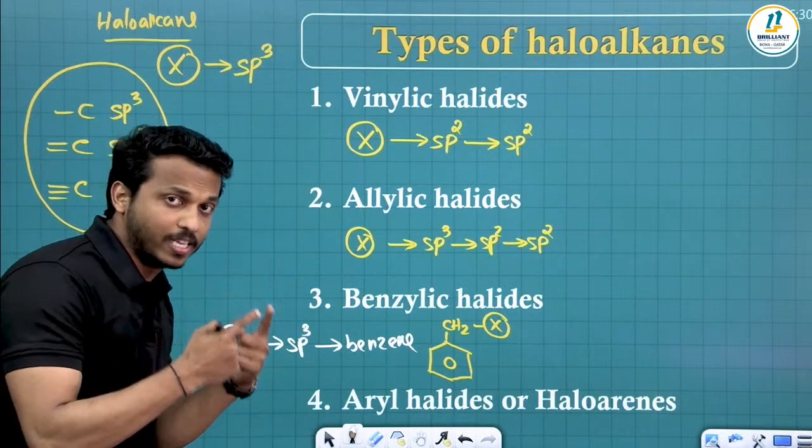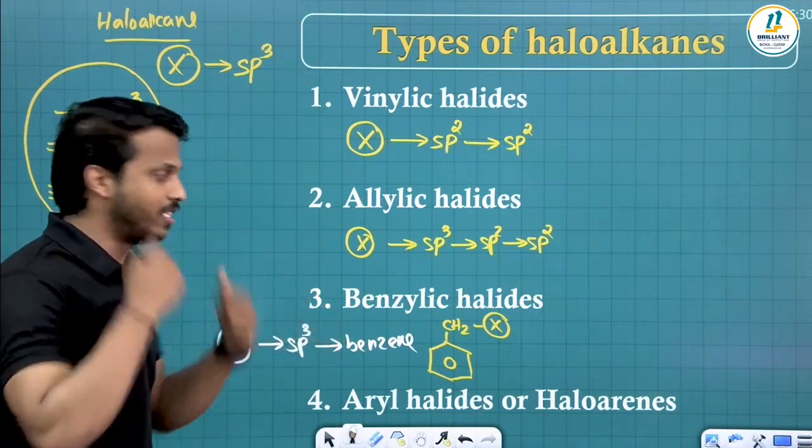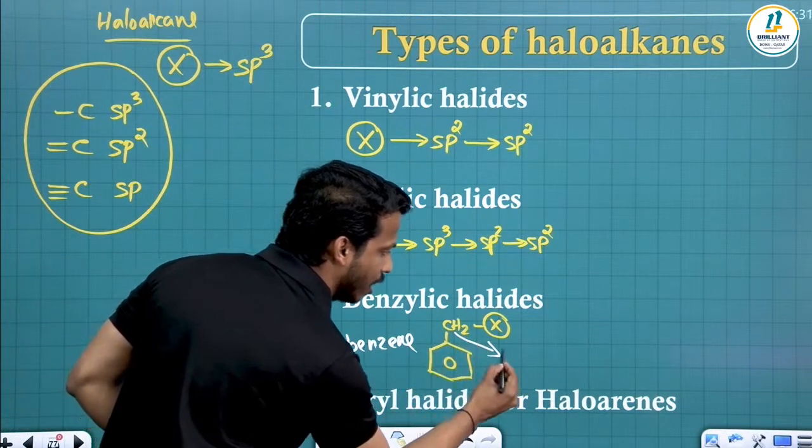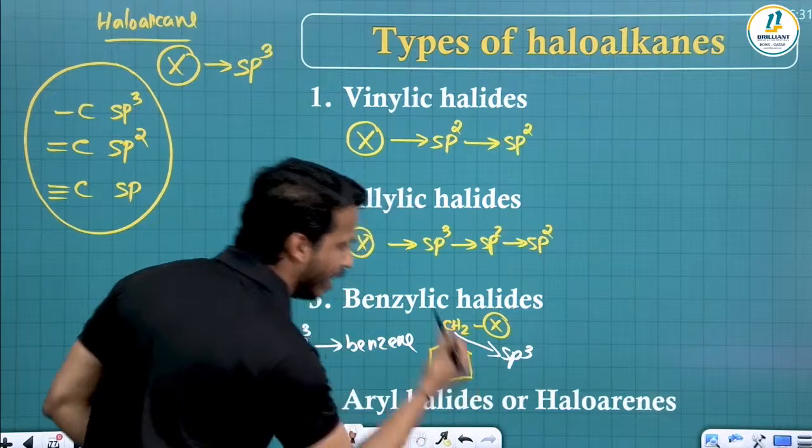Halogen connected to carbon sp3, then it's connected to benzene. See all of you, halogen connected. What is this carbon's hybridization? Full single bond, sp3. See, then a benzene ring.